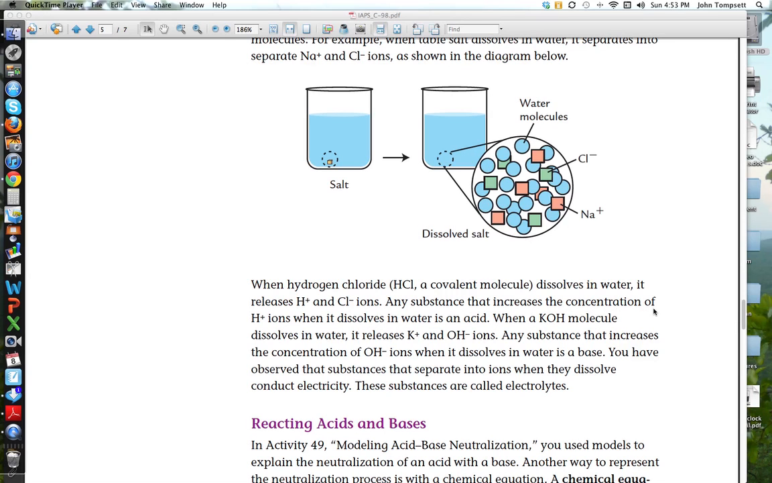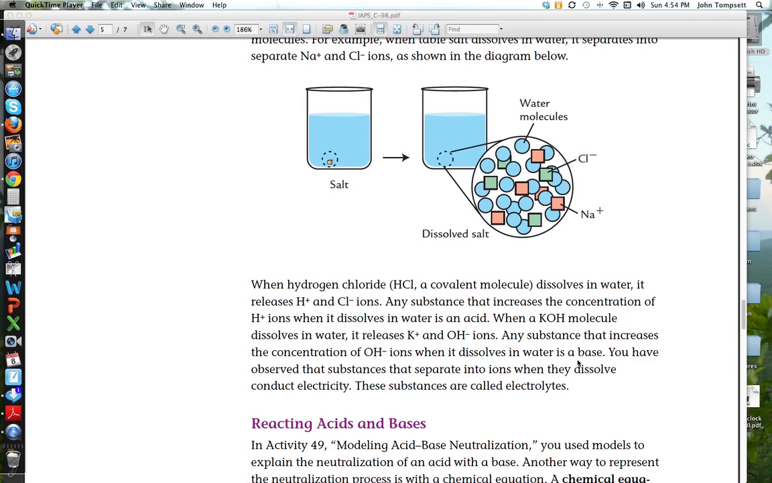That sentence is important. When a KOH, that's potassium hydroxide, you've used that before, dissolves in water, it releases positive potassium ions and negative hydrogen oxide ions. Any substance that increases the concentration of negative hydrogen oxide ions when it dissolves in water is a base. Another important sentence.